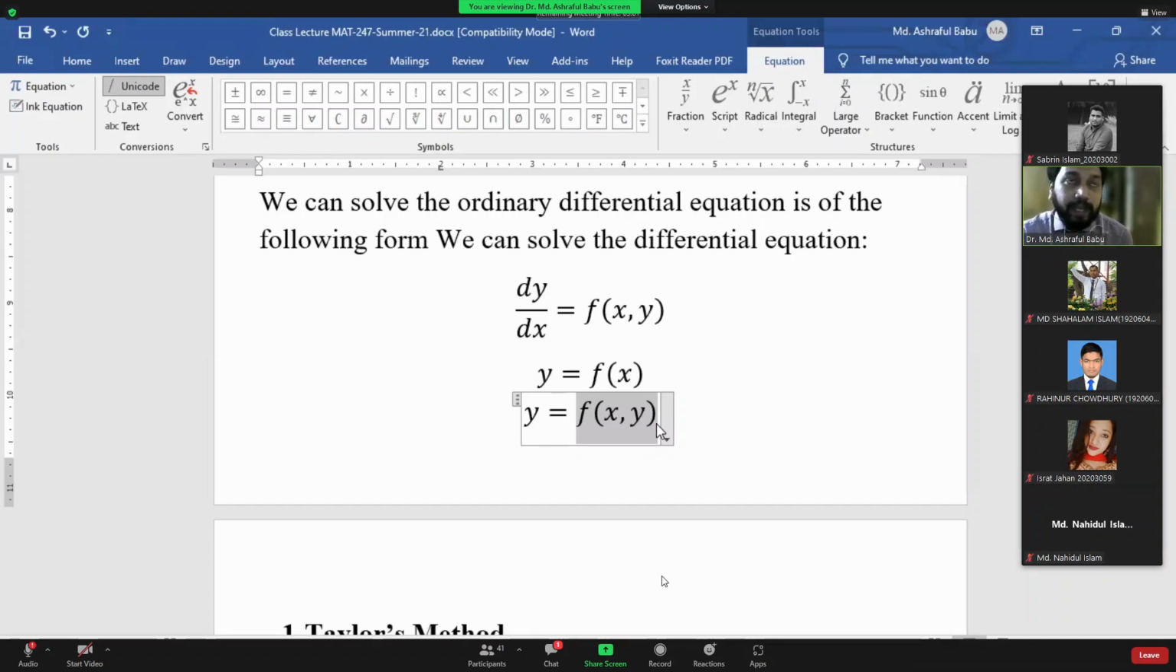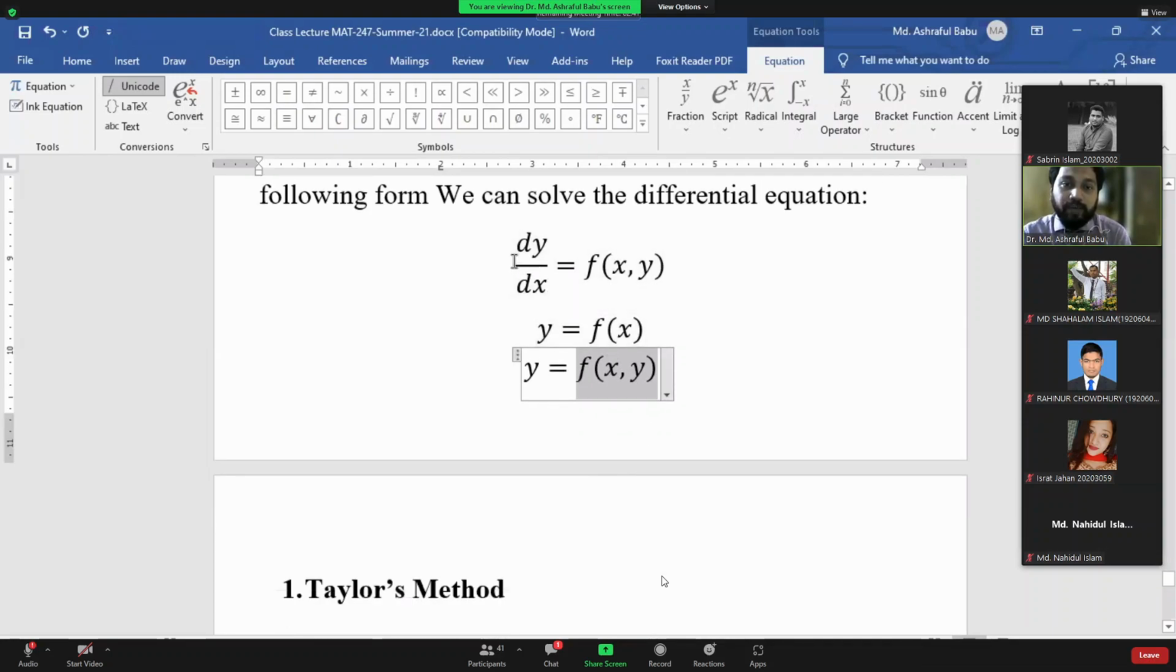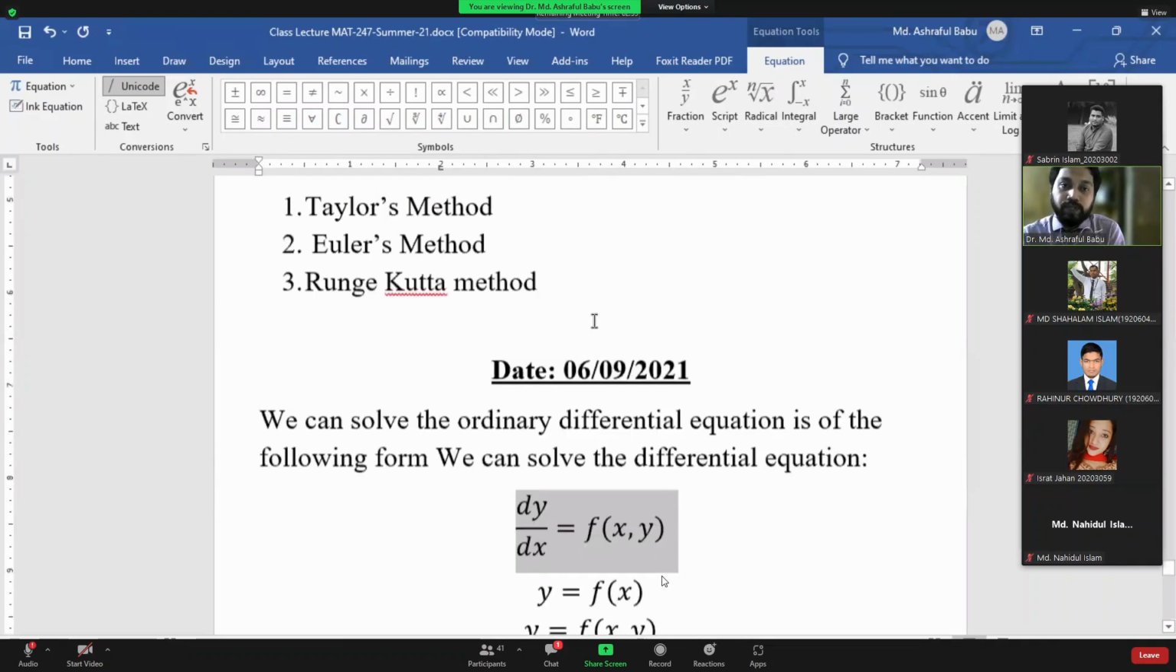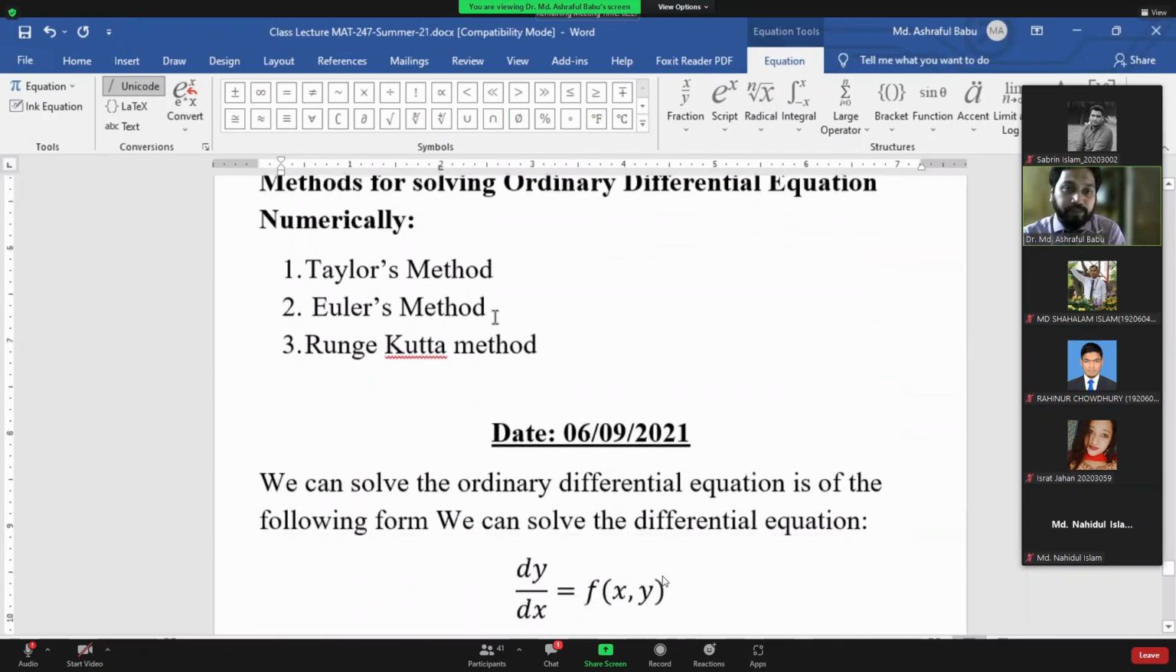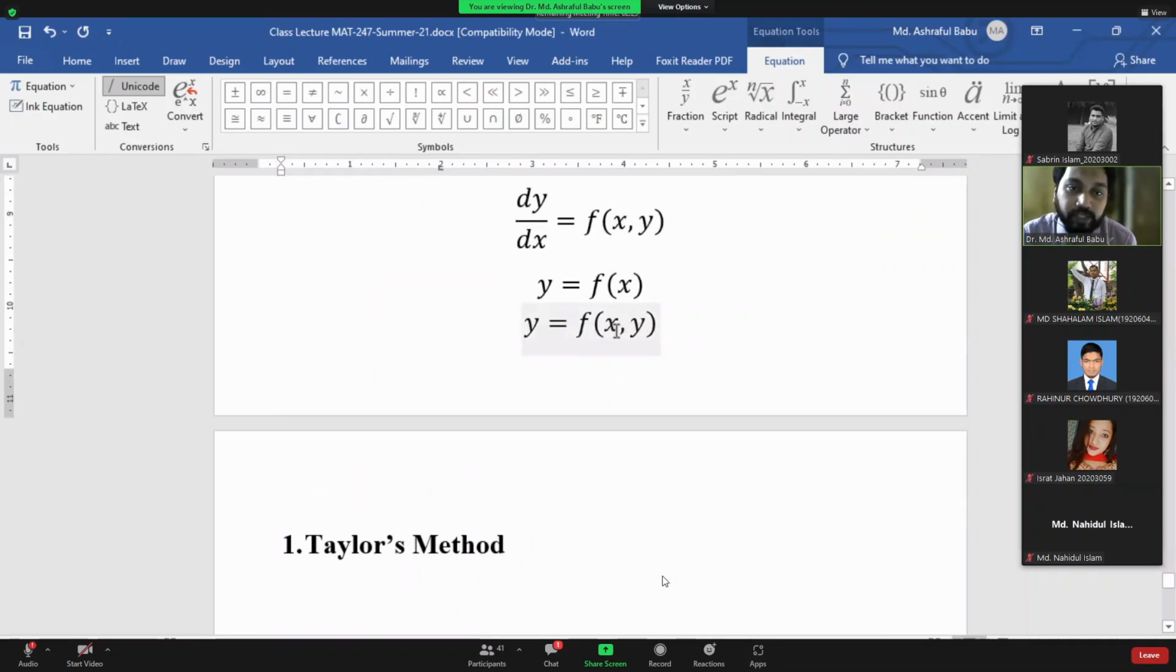Do you have any idea about implicit and explicit functions? No, sir. We have to learn these things in previous courses like 147 or other courses, when you talk about implicit and explicit functions. This is basically the implicit function. That is how we are writing the differential equation in implicit form, not explicit form.